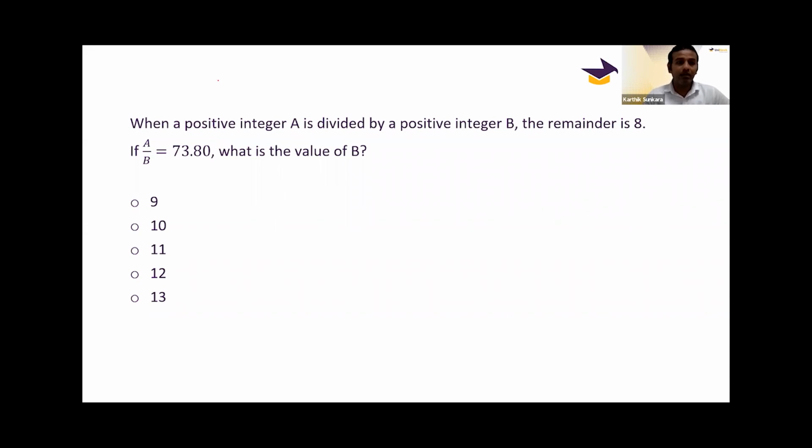Right. Before that, if you observe, we need strong conceptual understanding for such kinds of questions. So let's see what exactly the concept is that they are testing. Here we have A upon B is equal to 73.8. And then he said when A is divided by B, the remainder is 8, but the quotient is 73.80. Now, let's see what exactly he means.